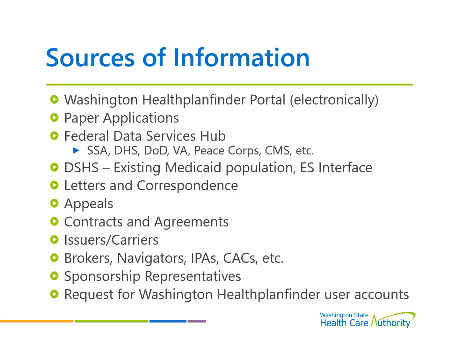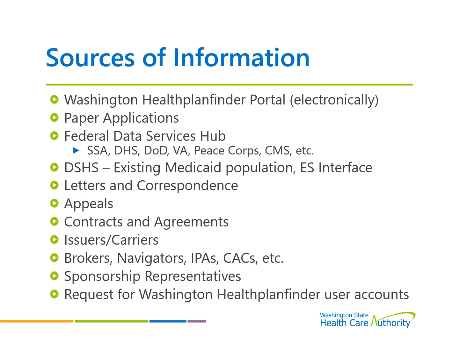Some examples of sources of information include the Washington Healthplanfinder portal, paper applications, letters and correspondences, issuers or carriers, sponsorship representatives, and requests for Washington Healthplanfinder user accounts.